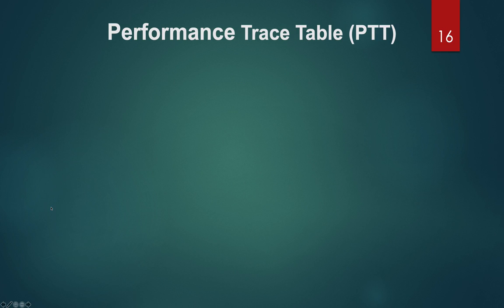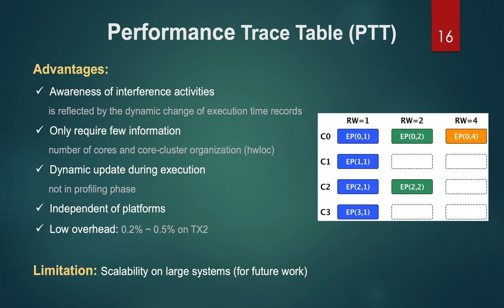PTT has several advantages. Firstly, it is aware of interference activities by dynamically updating the execution time in the table. Secondly, it only requires little information, like the number of cores and core cluster organization. And this information can be easily obtained by HWLoc. Thirdly, those updates happen during the execution time, which is different from the profiling phase. Because in the profiling phase, users need to model performance before execution, which costs more overhead.